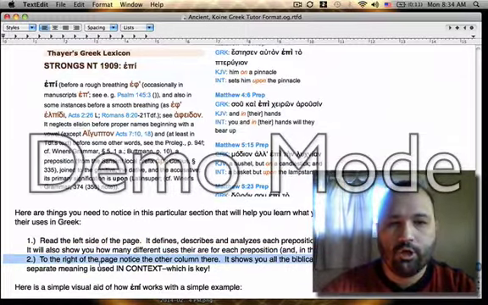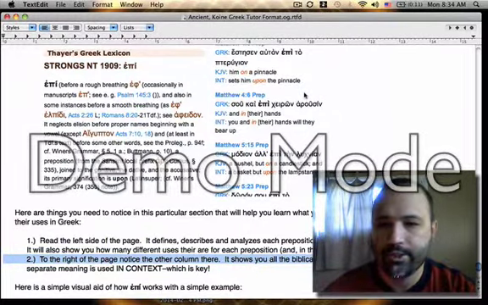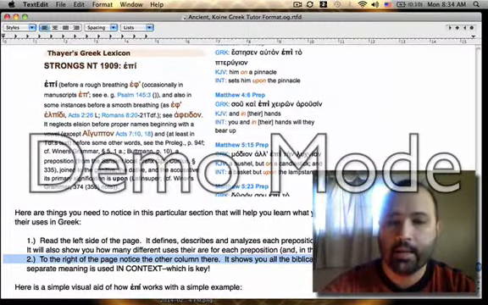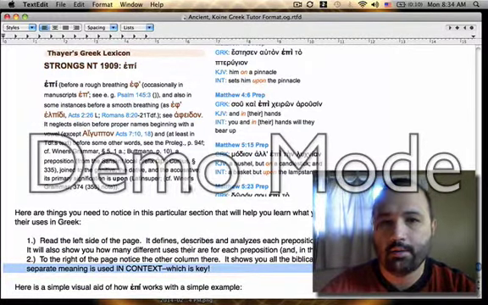Number two, to the right of the page. Here it is right here. Notice my cursor. Notice the other column. It shows you all the biblical references of each preposition and how each separate meaning is used in context, which is key. Here it is right here.